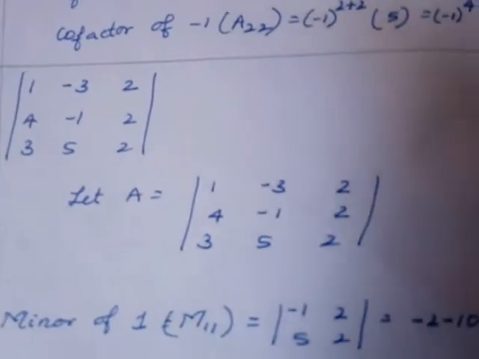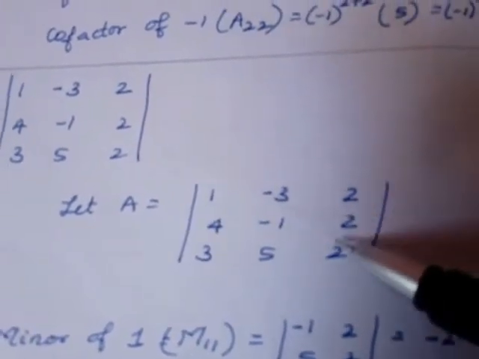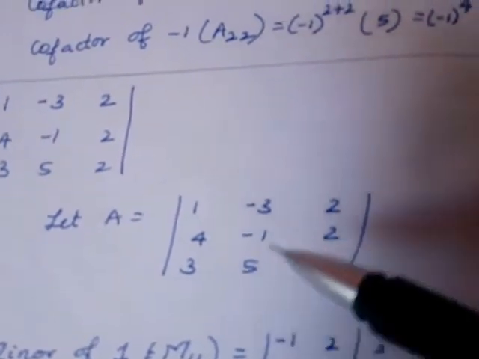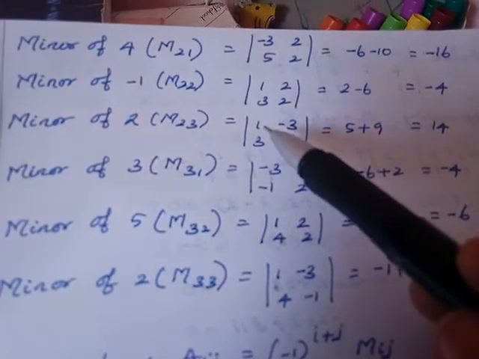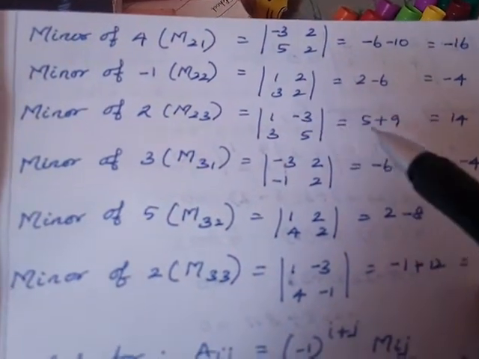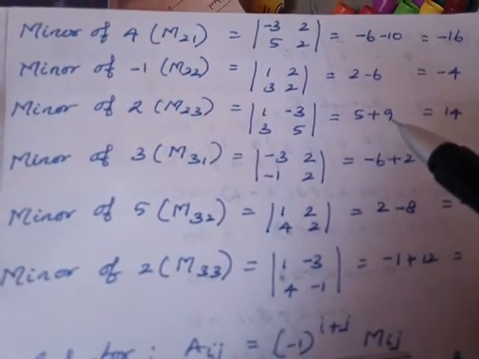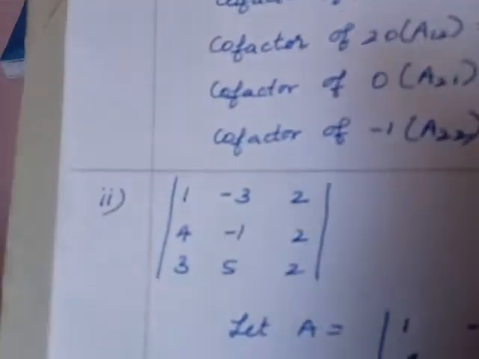Next element 2. For this 2, leave off this row and this column, remaining 1 minus 3 3 5. 1 5 is 5. Minus, already one minus will be there. Minus into minus plus 3 3s are 9. 5 plus 9 is 14. Similarly for the remaining elements also.